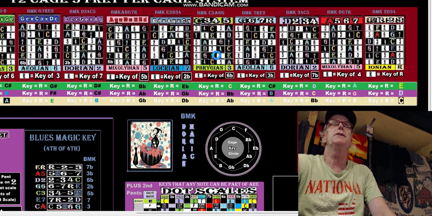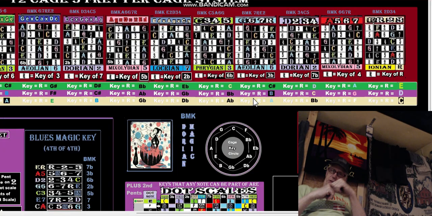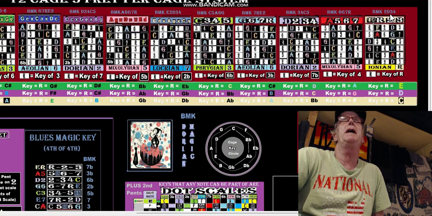That's what the chart has. I only have 3 out of 12 possibilities, but I have blues magic for each one of them. Remember, blues magic string shape is the string shape over here. So 2D, 3, 4, C, 2D, 3, 4, and I just leave the C out there.